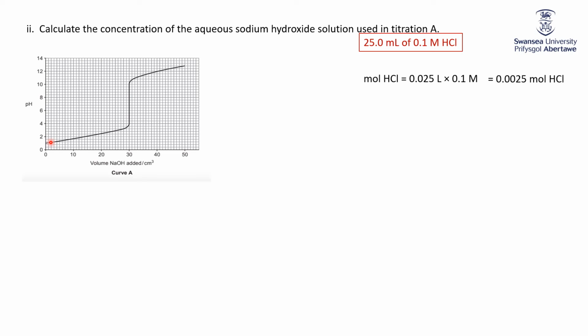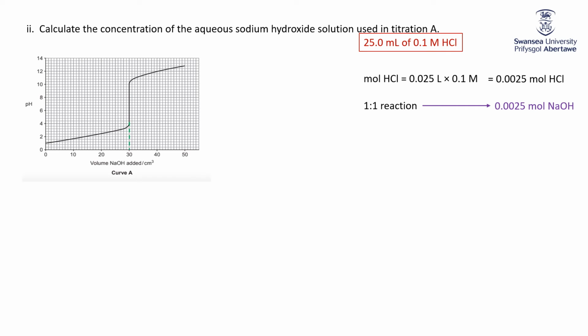And we added NaOH, which is going to neutralize some of the HCl, and shoot up here, past the equivalence point, at which point it has neutralized all the HCl. And then as we add a bit more, all that's there in solution is the basic OH minus. Okay. So therefore, that means that if we had 0.0025 moles of HCl, at this equivalence point here, we had added 0.0025 moles of NaOH.